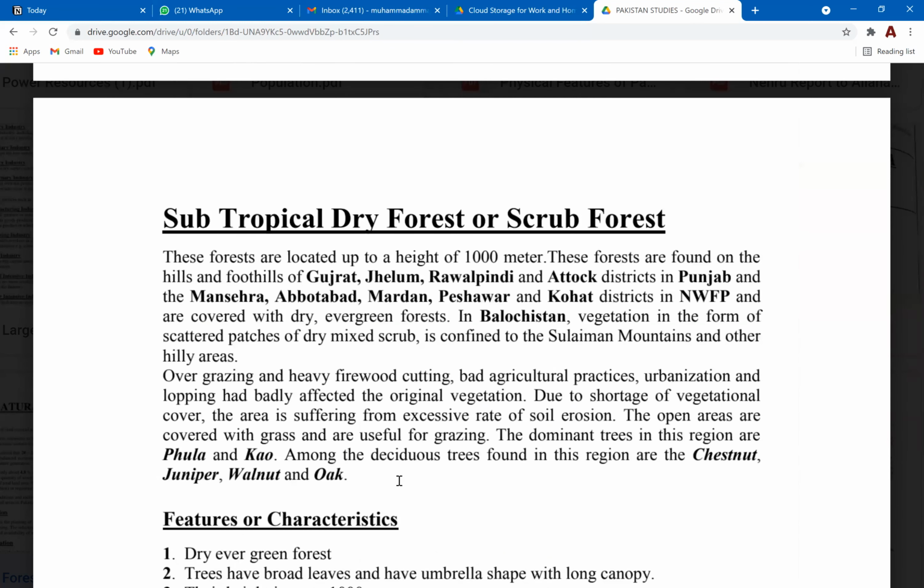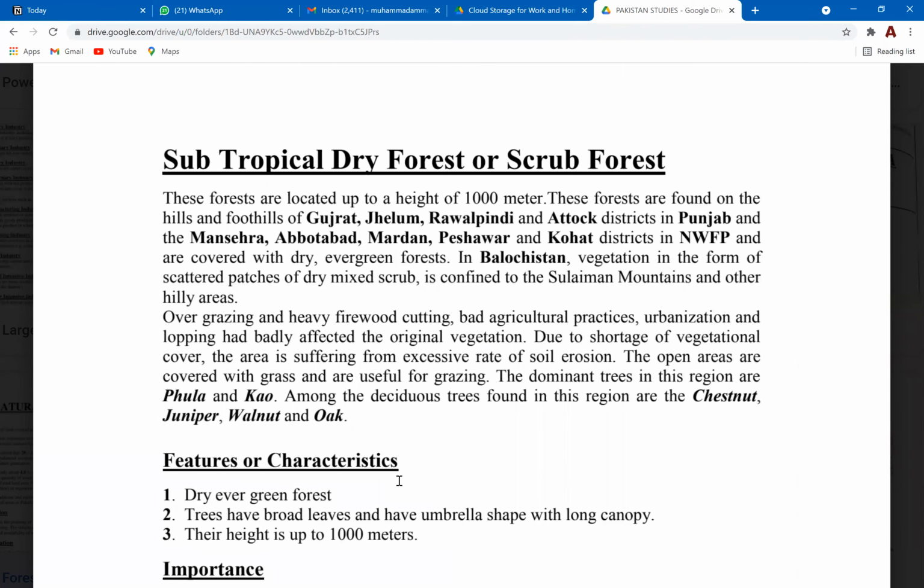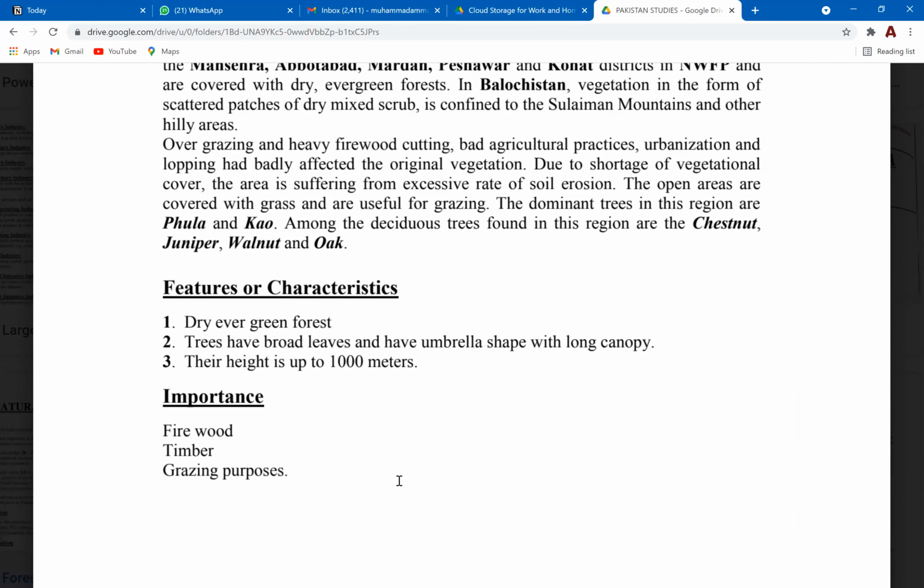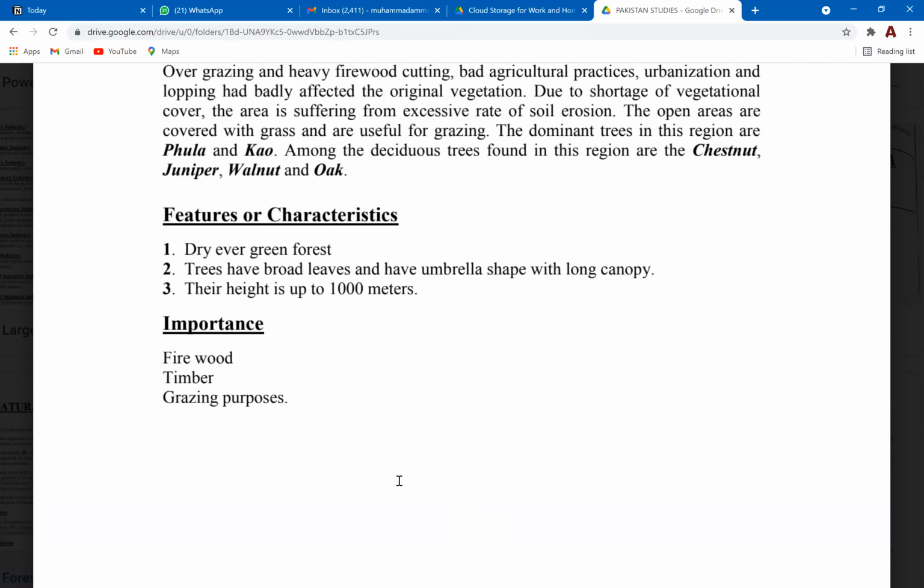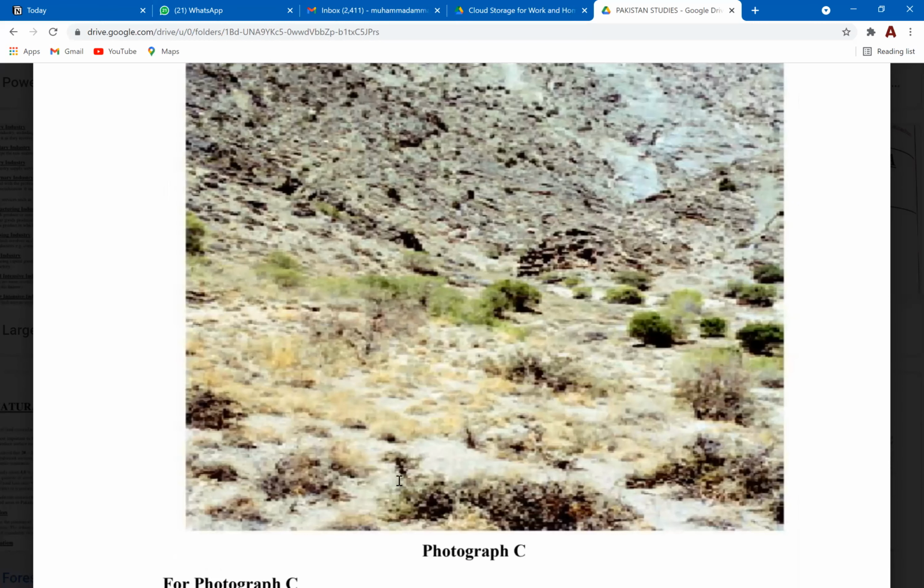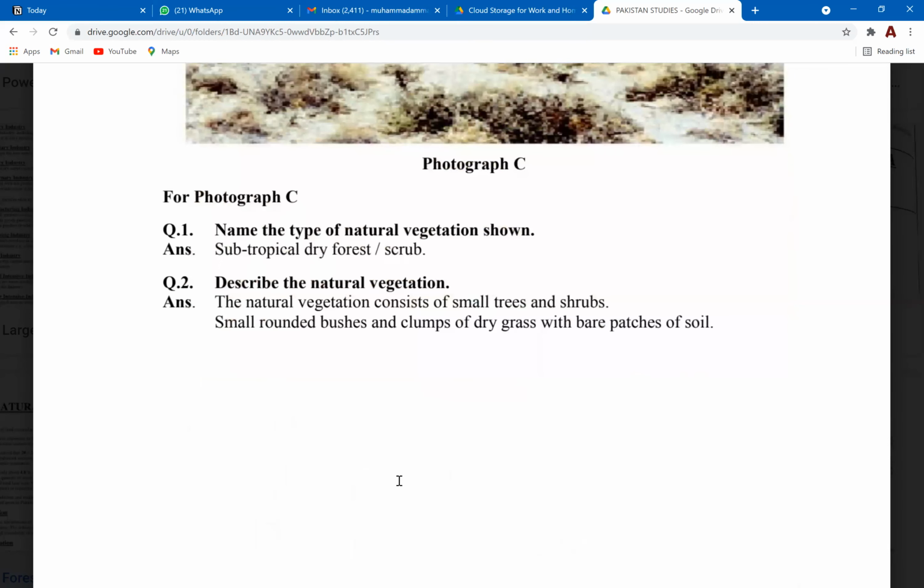Okay, subtropical dry forests or scrub forests. The third type of forests in Pakistan, they are grown on usually a little lesser altitudes, 1,000 meter. Gujrat, Jhelum, Rawalpindi, Attock, Punjab, Mansehra, Abbottabad, Maidan, Peshawar, Kohat, NWFP, Balochistan. These are all the regions where subtropical dry forests are found. Dry leaves, evergreen again, broad shaped leaves, umbrella shape of the trees, firewood, timber, grazing purposes. These are the importance.